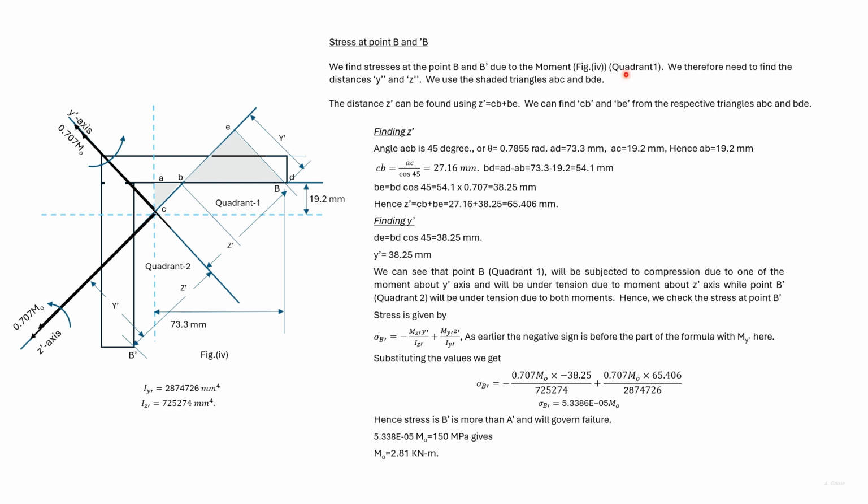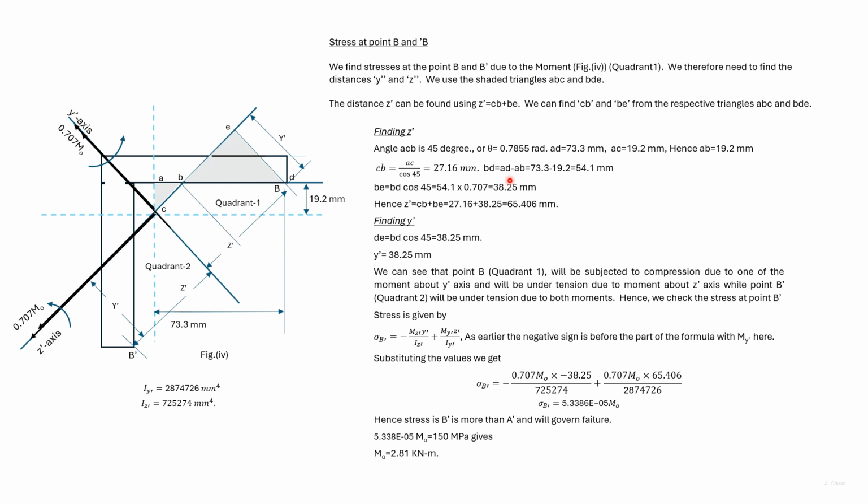We now look at the moment. The moment is applied about the z-axis, which is at 45 degrees both to the y-dash axis and the z-dash axis. So the components are M0 divided by root 2, both about the y-dash axis and the z-dash axis. The points where the stress can be maximum are A dash or B dash.